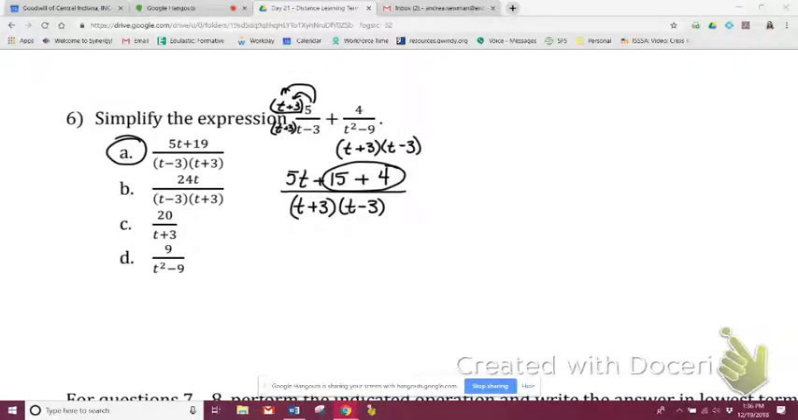So you always just multiply the top number by the bottom number? By whatever's missing from the bottom. So like the t plus 3 was missing from that first denominator, so we had to multiply the top by it.